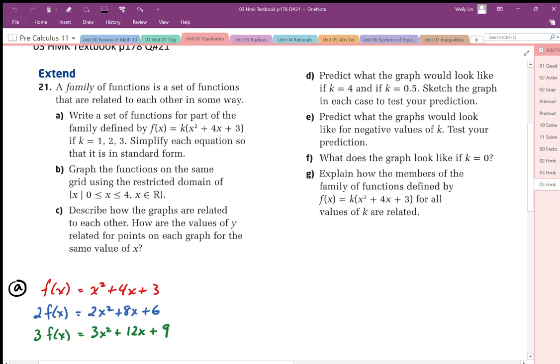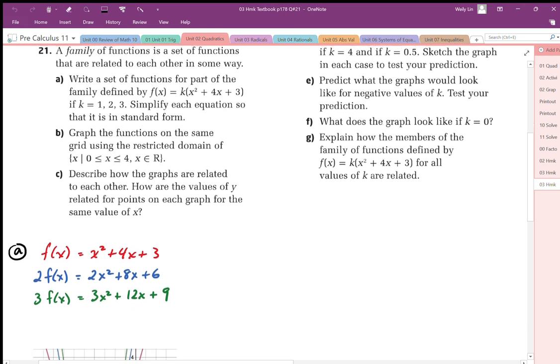So that's what I've done down here. So f of x is x squared plus 4x plus 3, so for k equals 1, k equals 2, I'm going to multiply by 2, and I'm going to get 2x squared plus 8x plus 6. And 3 times f of x, so k is equal to 3, I get 3x squared plus 12x plus 9.